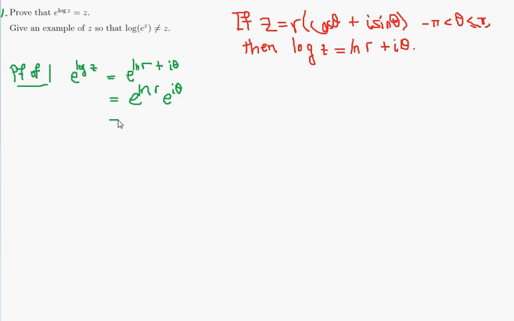Well, e to the natural log r, because r is a real number, is certainly equal to r. And by definition, e to the i theta is cosine theta plus i sine theta. And you'll notice that this last term in green matches what we have up here in red, and so that is equal to z. So if you take a complex number, apply the logarithm, and then e to that logarithm, you get the original number back. So that's number 1.